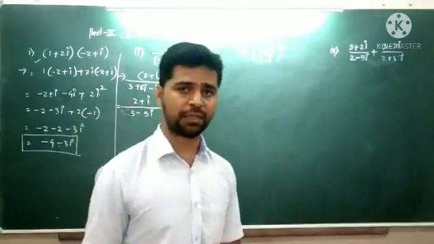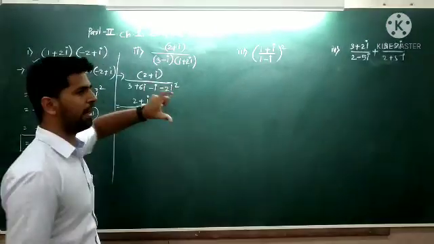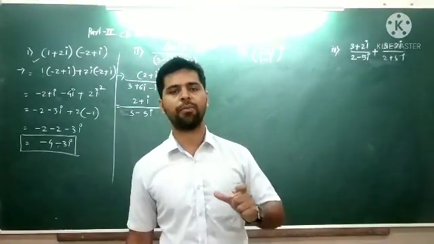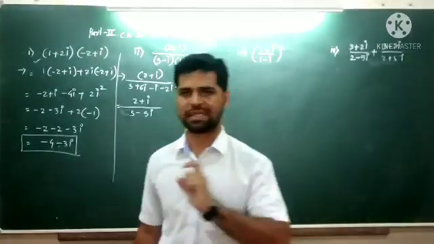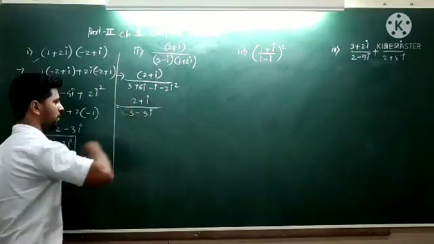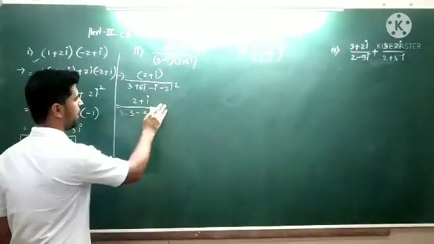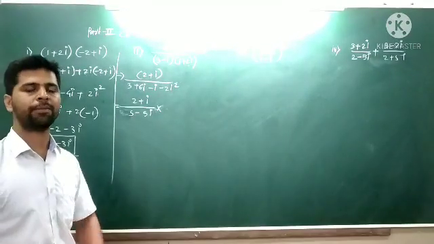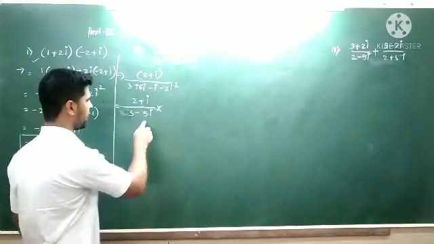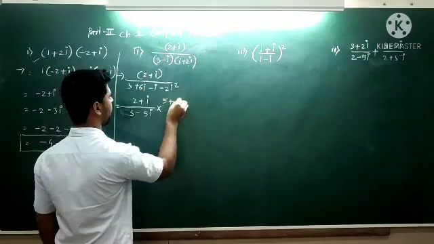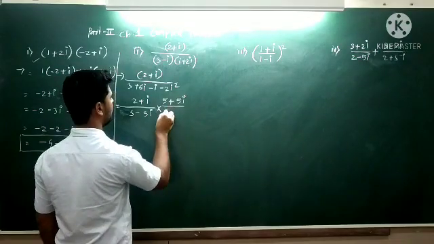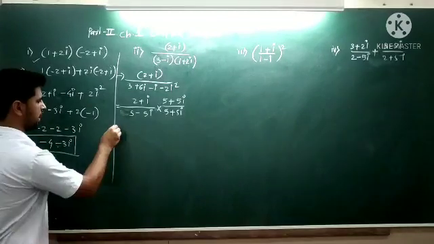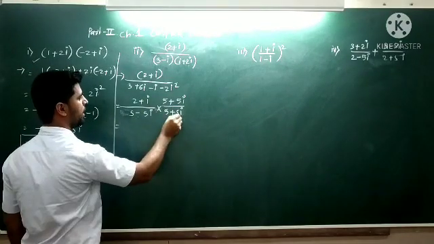So how will you simplify this? Actually you have to convert every expression into the standard form of a complex number, that is a plus bi. This is not in standard form, so how do you convert it into standard form? You have to get rid of the complex number in the denominator. How? By rationalization. So take the conjugate of this. The conjugate of 5 plus 5i is 5 minus 5i, divided by 5 minus 5i. Like this we do rationalization. Now numerator is multiplied with numerator, denominator with denominator.